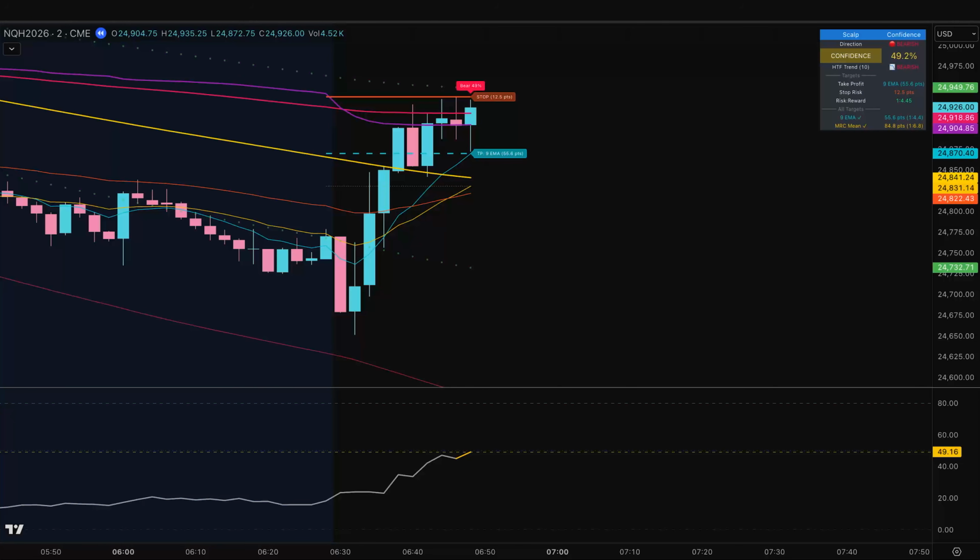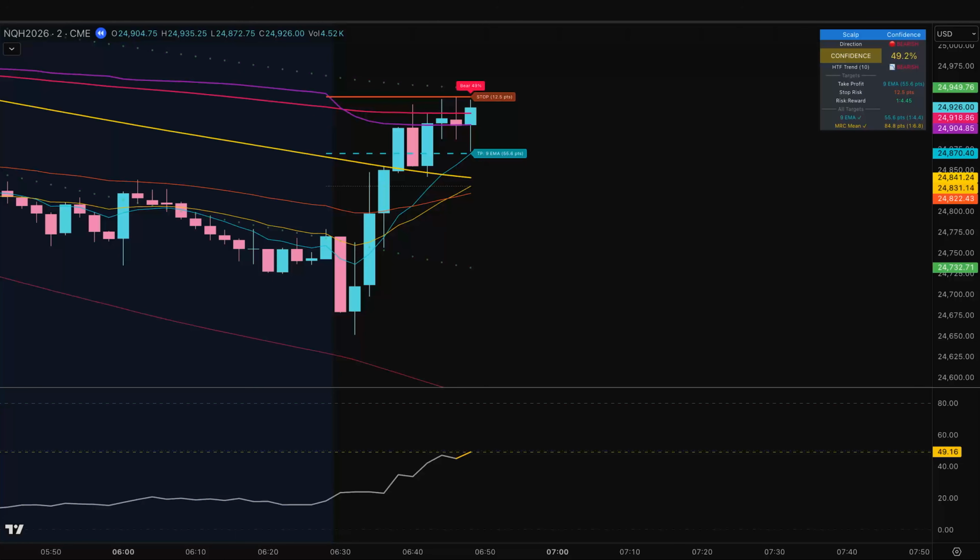Here we can see that the indicator triggers an on-chart label at 6:48 a.m. U.S. Pacific Standard Time when NQ is at 24,935 with a 49% bearish scalp confidence score label. In addition, we can also see that price action wick past VWAP and the 200 EMA.